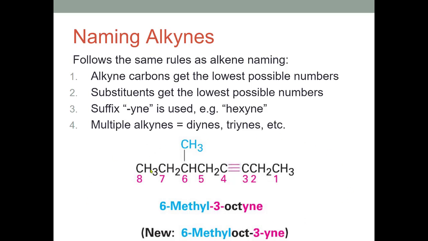So here's an example at the bottom showing us sort of the older naming style. We have an 8-carbon alkyne. We've numbered from the right so that we can give the alkyne the lowest possible number. And then the methyl group ends up at carbon 6. So 6-methyl 3-octyne. Or just like with alkenes, we can move that 3 number just before the functional group suffix. And so 6-methyl-oct-3-yne.